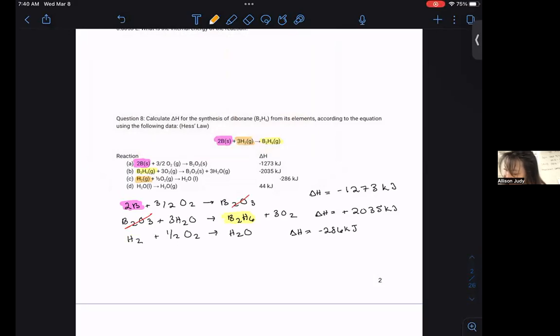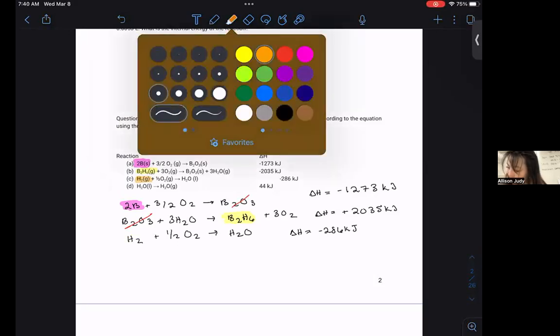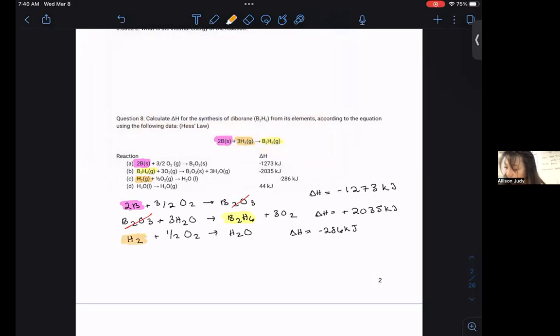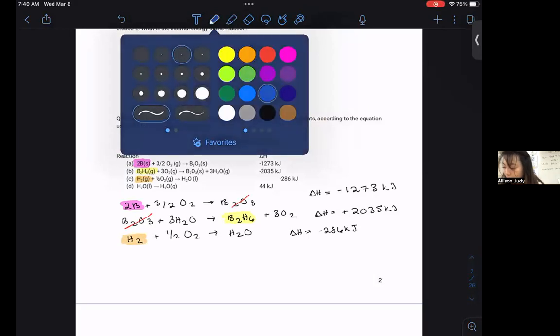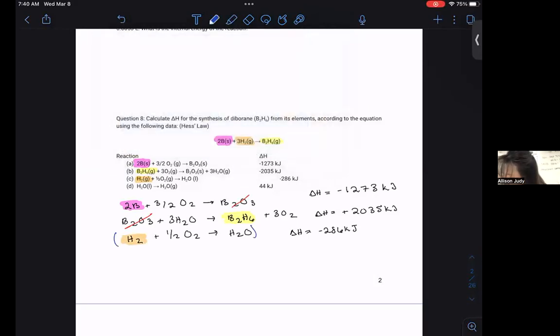But what I am going to do now is I'm going to notice that my H2 is here. Oops, my H2 is on the correct side where I want it to be in the overall net reaction, but not the correct coefficient. So now what I'm going to do is multiply my entire reaction by 3. So I get a coefficient of 3 in front of everything.